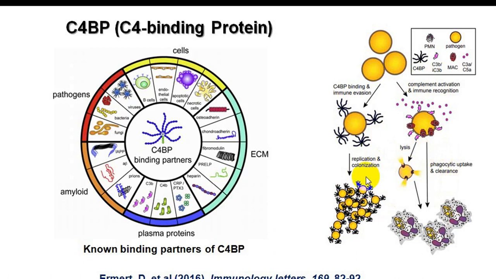Further, when you study the C4B binding protein, there are some known binding partners of C4B binding protein. It can bind to pathogen, shown in red. It can bind to cells, shown in yellow. It can bind to extracellular matrix, shown in light shades of blue, plasma proteins in blue, as well as amyloid in orange. And so C4 binding protein is a versatile protein capable of binding to several partners. And after binding to several partners, it can enact its role in the complement system.